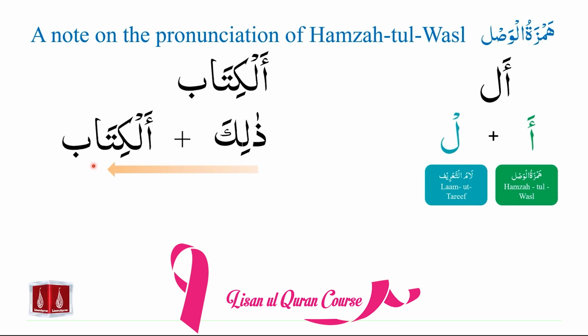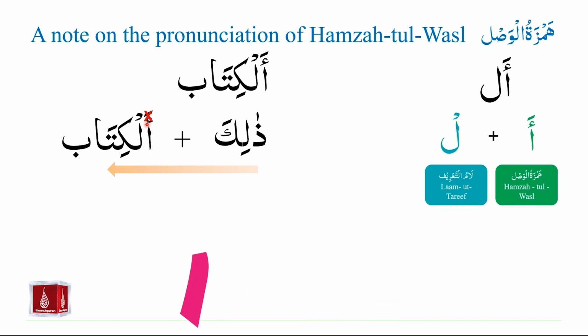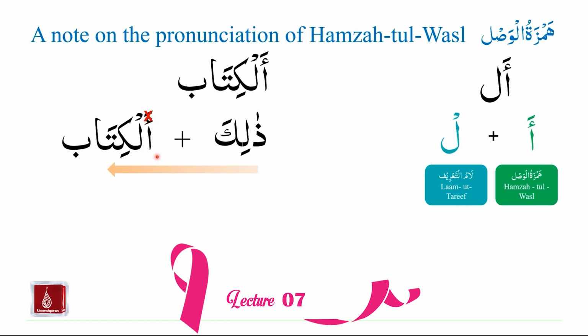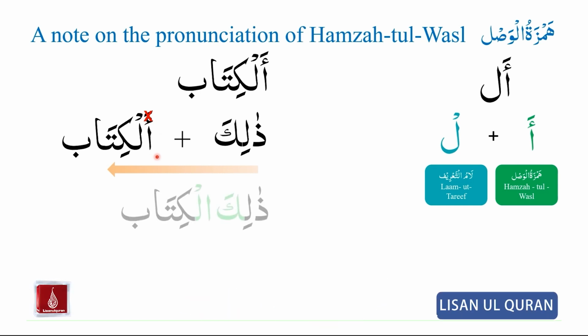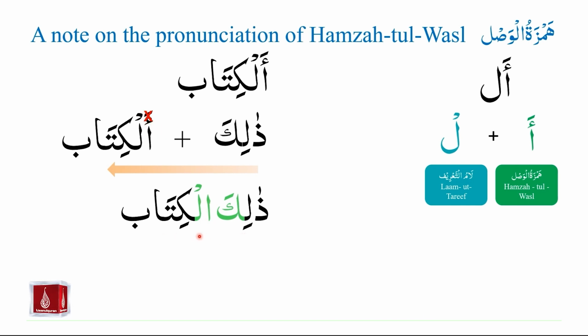So one way to address this is to take the Hamzatul Wasl and remove the harakat on top of it. So what we have left is just an alif. This will make the pronunciation more smooth, and we will say Zalikal Kitab, instead of Zalika Al-Kitab. The removal of this harakat on Hamzatul Wasl leaves an alif, but it adds more fluency to what we are trying to say.